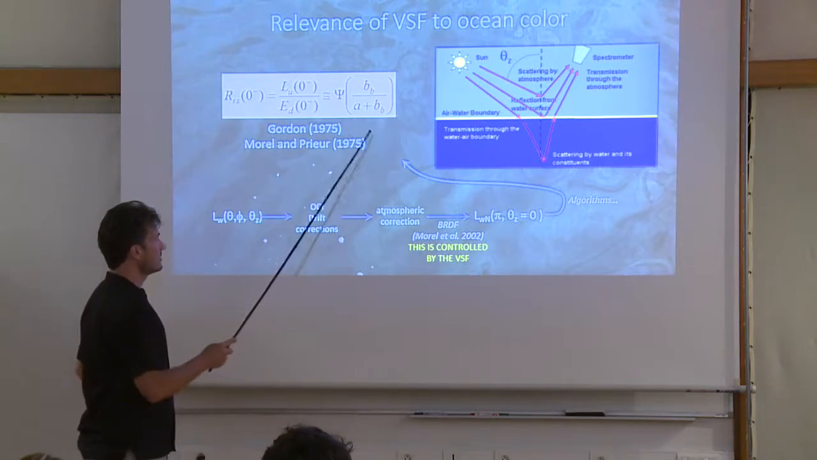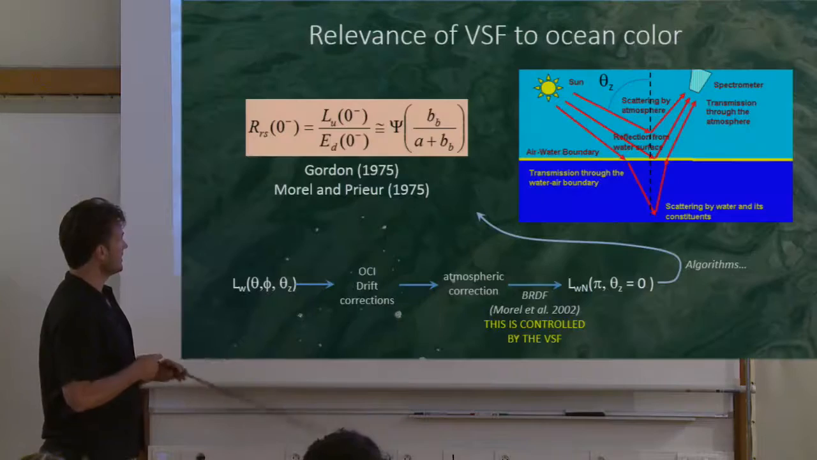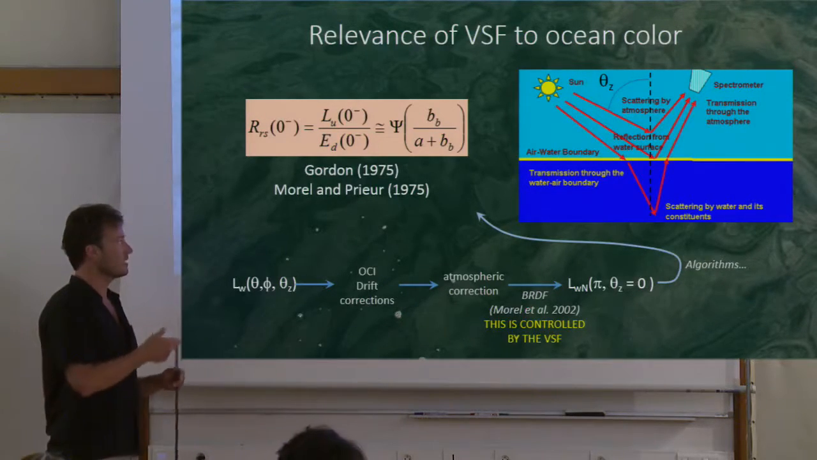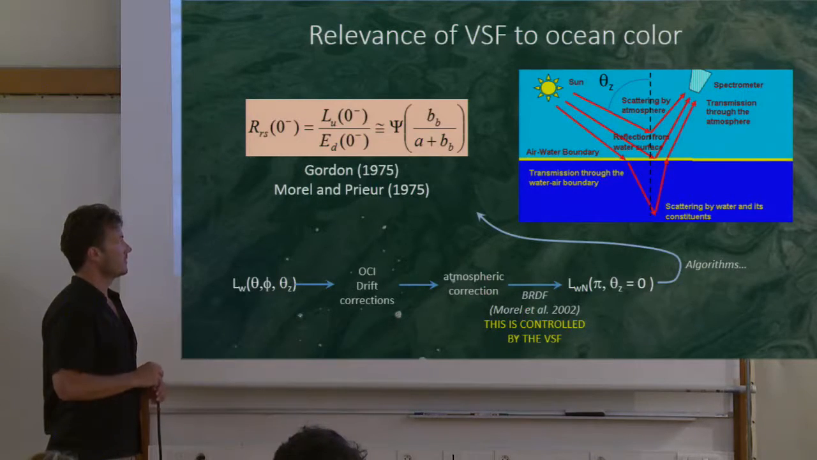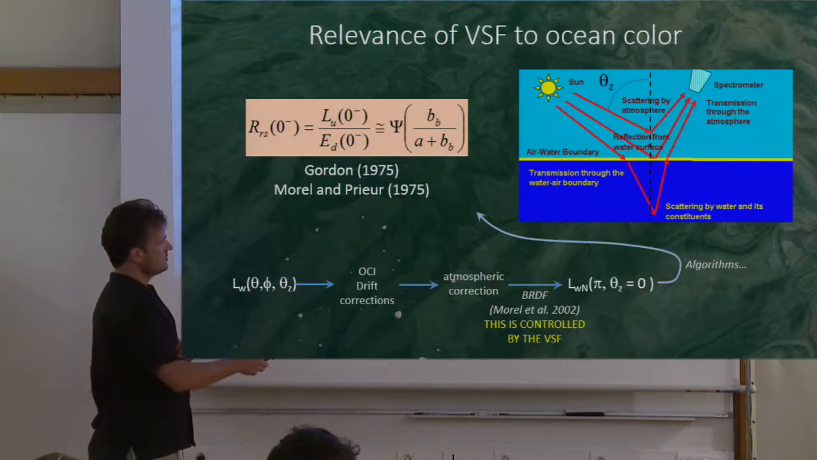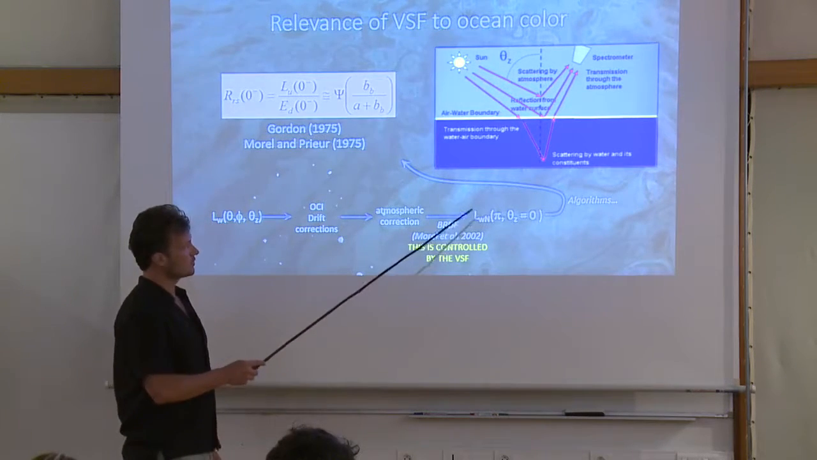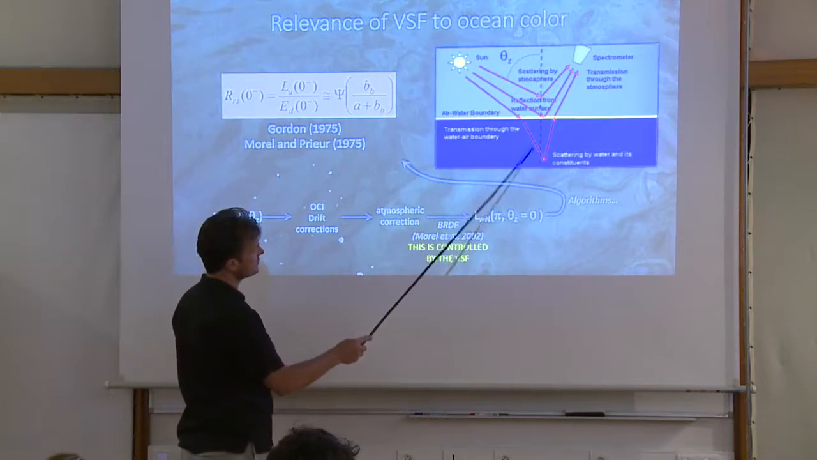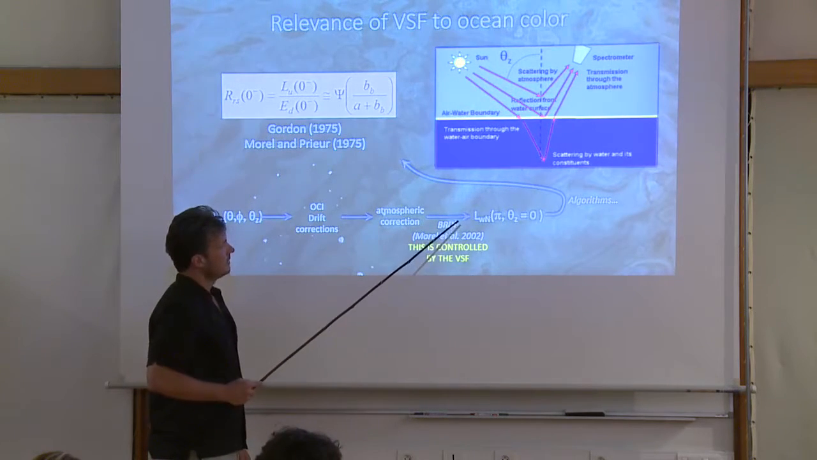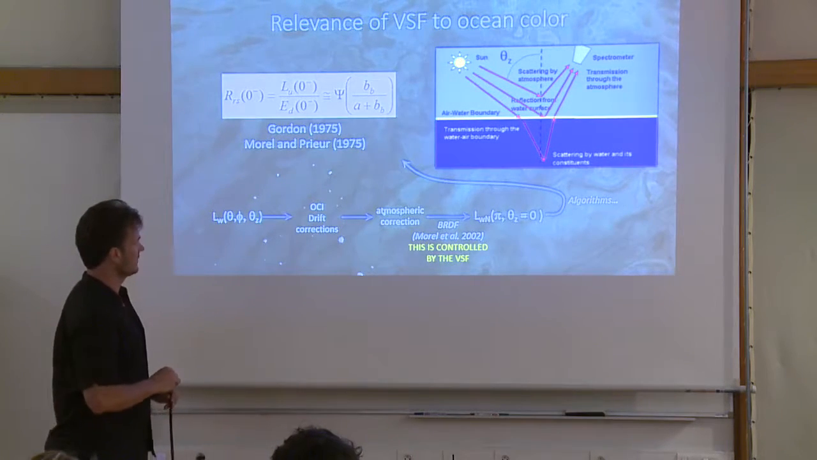And then this is plugged into algorithms like what John Ping talked about the other day. And this has been an amazingly useful relationship derived from radiative transfer, obviously, for many decades, and a lot of great science has been done with it. One thing I'd like to point out, though, is that once you get normalized water leaving radiance, this BRDF obviously is controlled by the VSF. So if you're at this geometry, this scattering angle here, that's what you're correcting for with the BRDF. And as geometry changes, the VSF, the scattering angle is going to change. You have to correct for that.